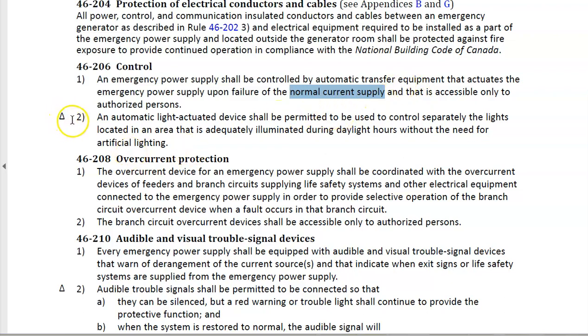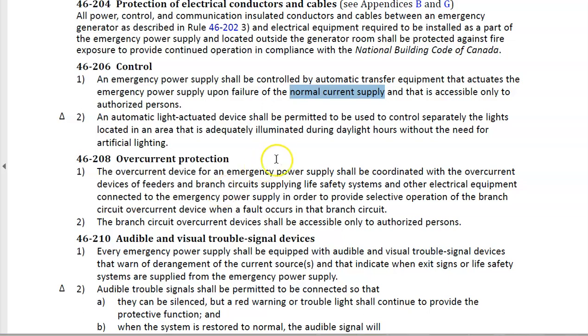This one over here was a change in our latest code. It said an automatic light actuated device shall be permitted to control separately the lights located in an area that is adequately illuminated during daylight hours without the need for artificial lighting. It's a new set of rules, and what they're saying is if we have a photocell, let's say we have a big atrium, loads of light coming in, we don't necessarily want to run off of our battery because it's going to draw down the battery. We don't know how long the power failure is going to last. So as long as we have exterior light coming in at sufficiently high levels, we'll just operate this photocell that's going to keep those lights shut off. That's what they're talking about inside of here.